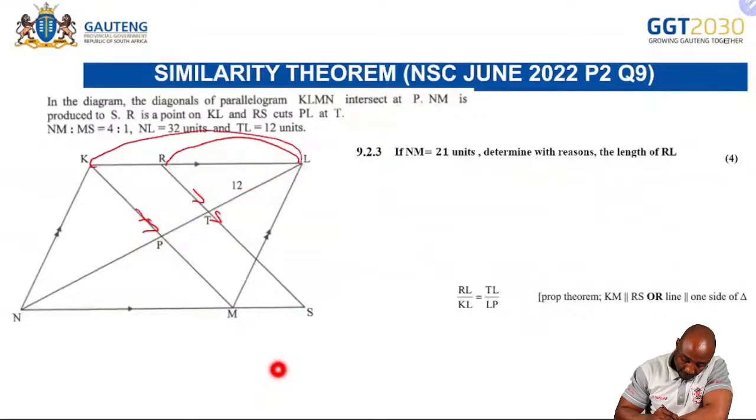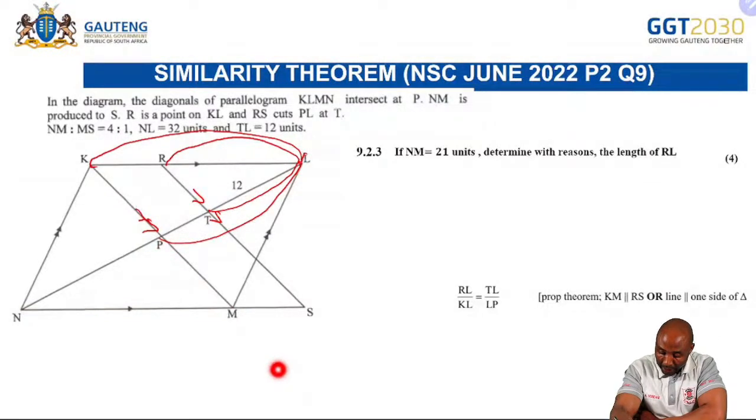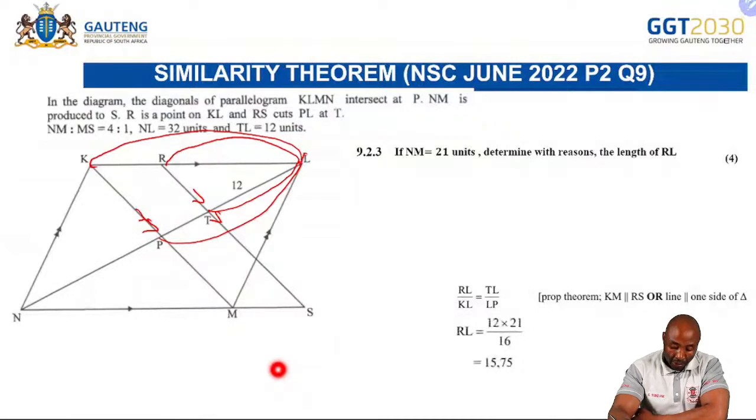KL. We are also able to do that, so that we are able to get the length of our RL. So we will substitute, and then we'll get our RL as 15.75 units. Statement and reason, we are using the proportionality theorem, or line parallel to one side of the triangle divides the other two sides proportionally.